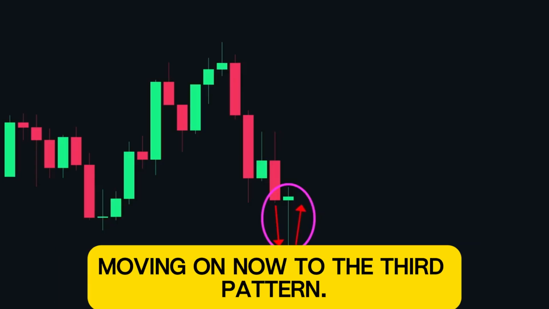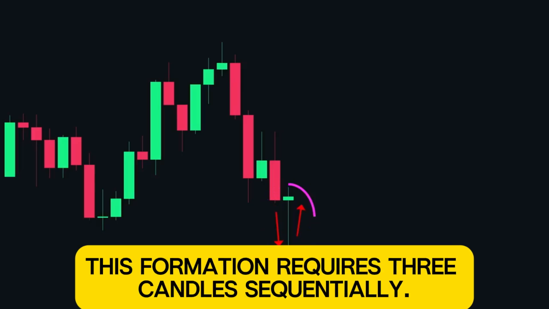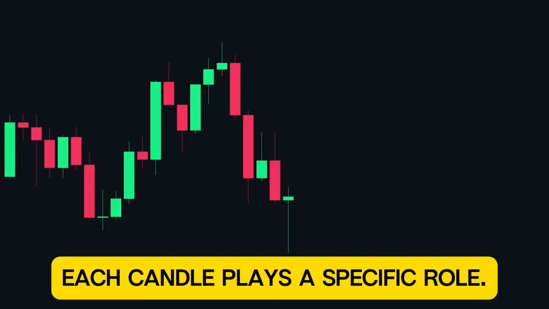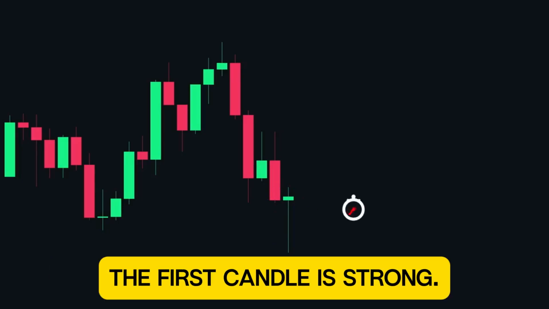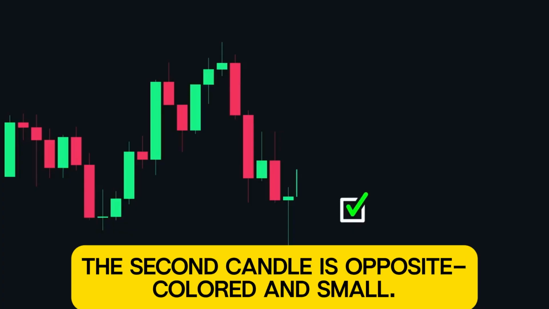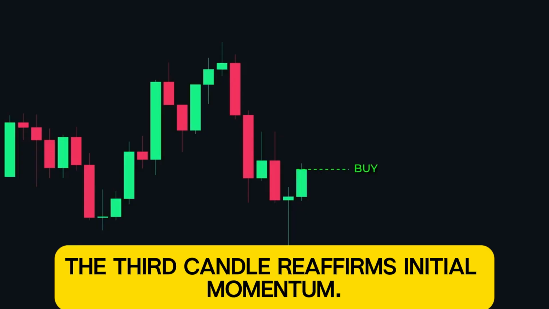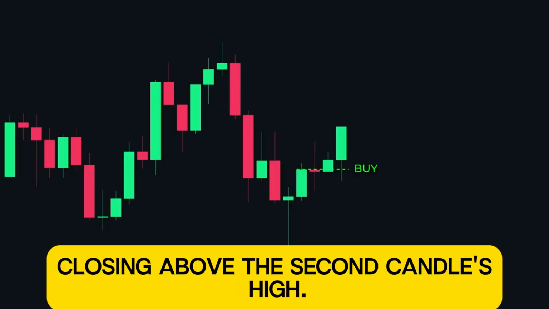Moving on now to the third pattern, the 3-bar continuation pattern setup. This formation requires 3 candles sequentially. Each candle plays a specific role. The first candle is strong, a large body much bigger than normal. The second candle is opposite colored and small, ideally no larger than half the first. The third candle reaffirms initial momentum, closing above the second candle's high.